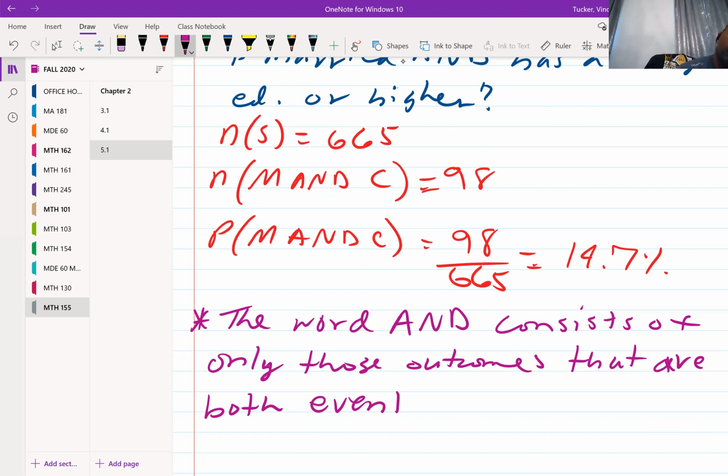All right, so they just dropped a statement on what "and" would do for you, because that was introduced in C. It says the word "and" consists of only those outcomes that are both events. So that's why we only use those 98. The reason they emphasize "and" is that in the next example, they're going to use "or," which would be a little different for us as well.